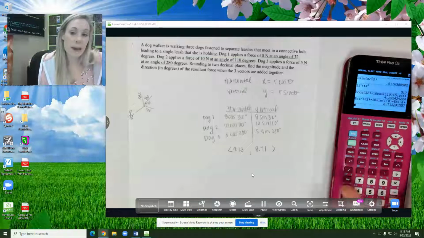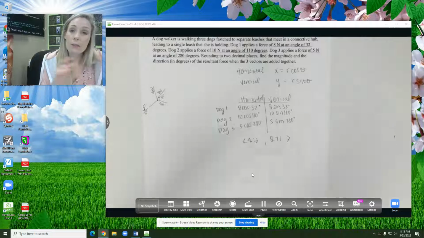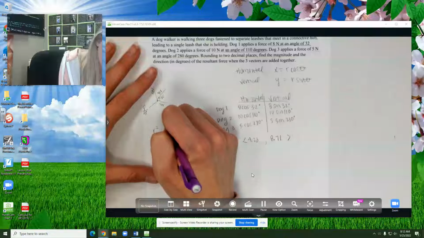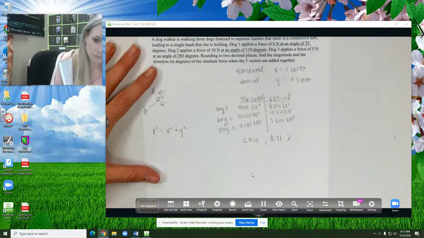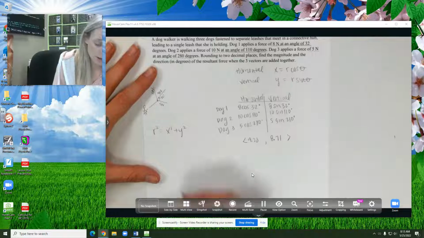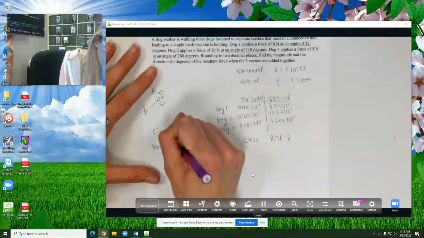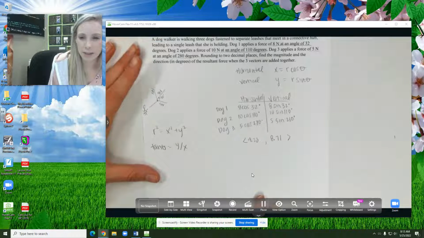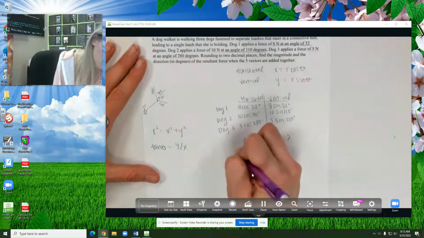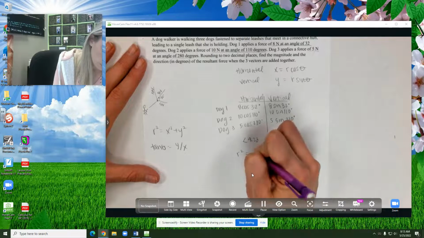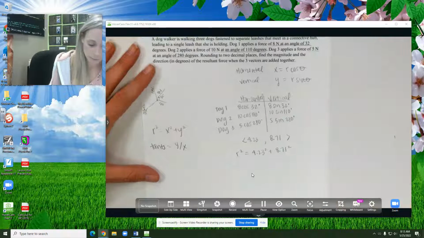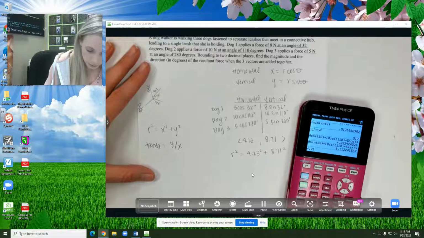The question asks us to find the magnitude and the direction. Now everything that we've done so far, our magnitude has been r squared equals x squared plus y squared. There's x, there's y. Our direction has been tangent is y over x. That's all we need. So to find our magnitude, we're going to do r squared equals 4.23 squared plus 8.71 squared. 4.23 squared plus 8.71 squared. And then we're going to square root that.